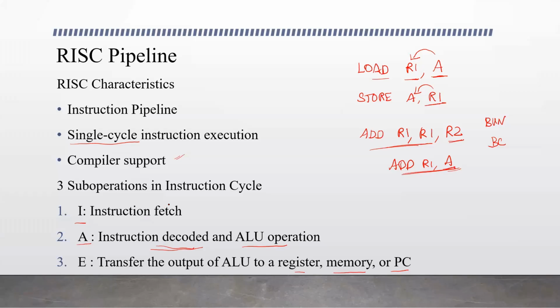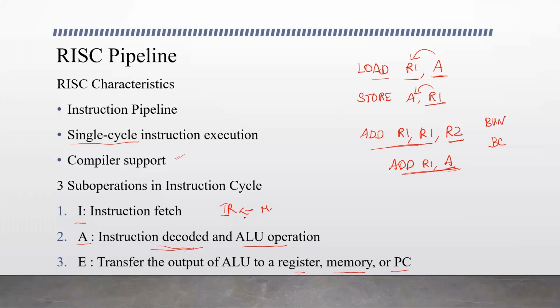We are dividing the instruction cycle of this RISC instruction into 3 sub-operations, which run in three different segments in parallel. The first sub-operation is instruction fetch, I; then instruction decode and ALU operation, A; and then transfer of the output of the operation performed in the ALU to a register, memory, or PC, which is the execution phase. Instruction fetch fetches the instruction from memory into IR, the instruction register. This is the first phase.